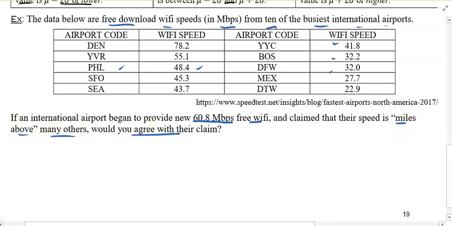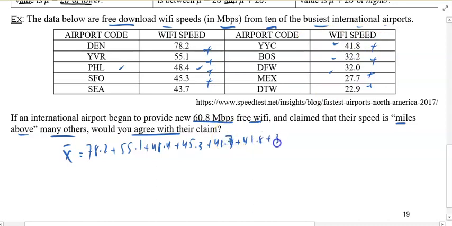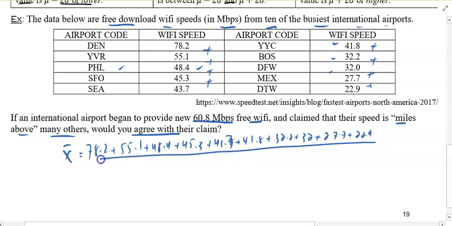Well, if it's above, it should be 2 standard deviations above. So this is what you have to do. You need to figure out the average. The average of those measurements would be 78.2 plus 55.1, 48.4, 45.3, 43.7. I'm adding all of those. Plus 41.8, 32.2, 32, 27.7, and 22.9. Divide that by the number of measurements, which is 10.